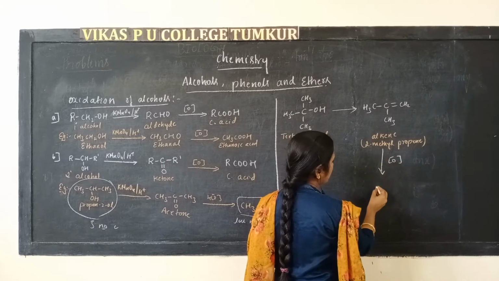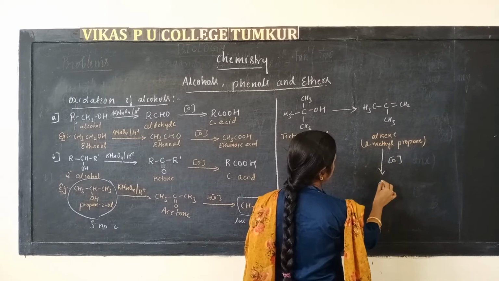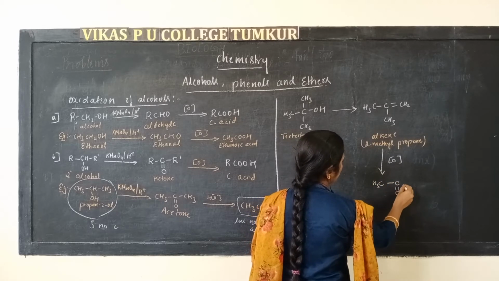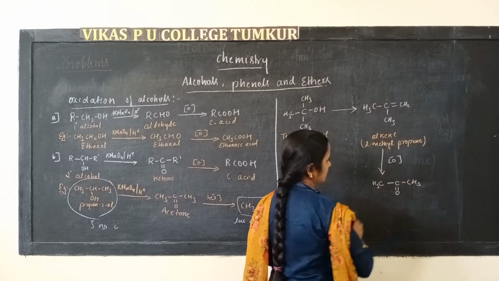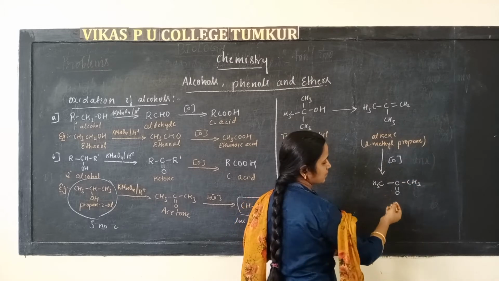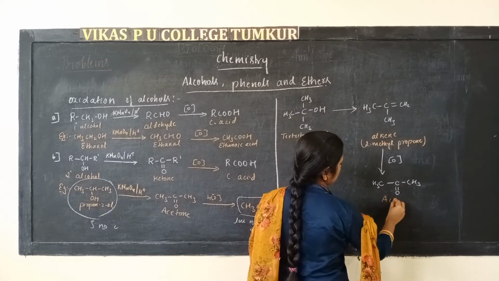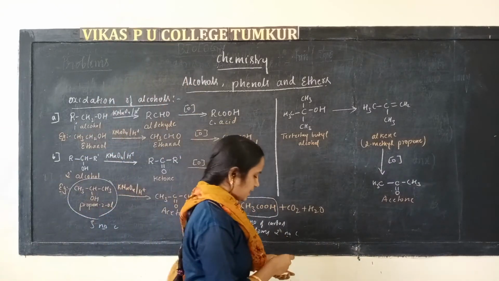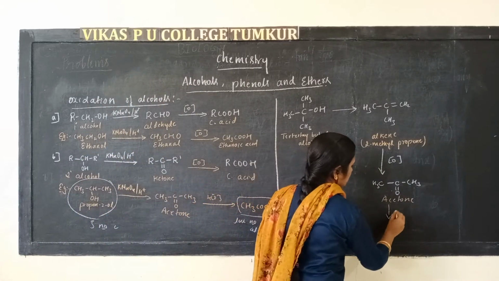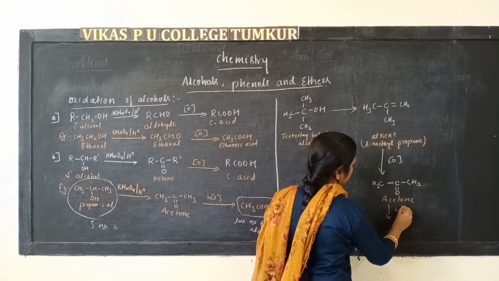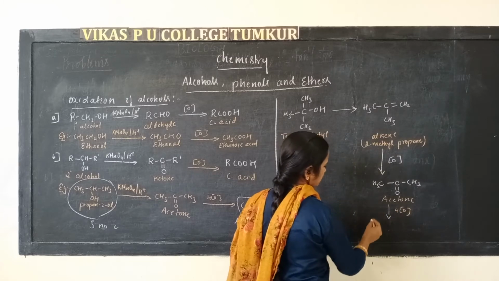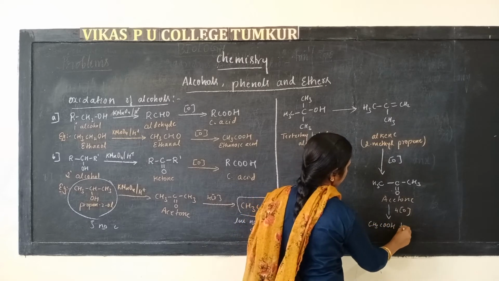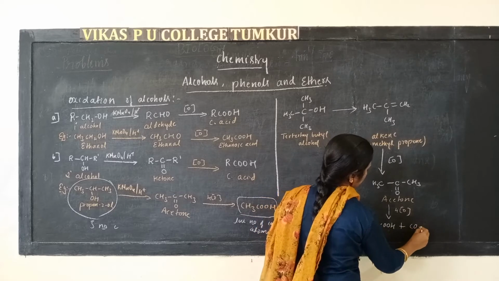It is going to form CH3, C double bond O, CH3, that is acetone. The IUPAC name is propanone. Acetone is going to be formed. This on further oxidation forms CH3COOH plus CO2 plus H2O.